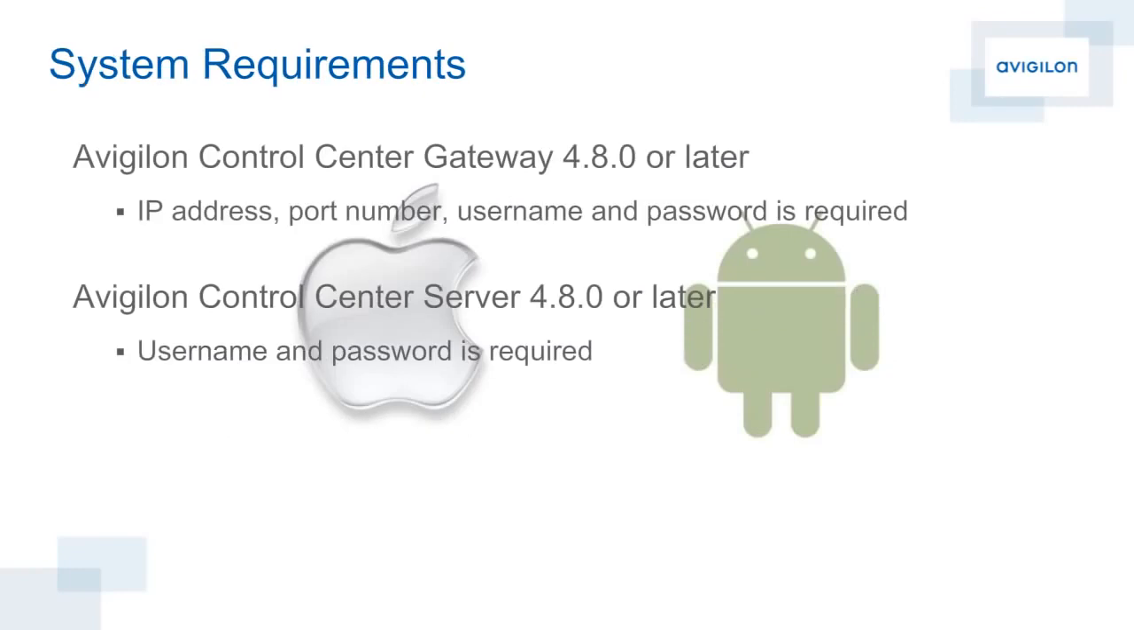Before you can use ACC Mobile, you must consult with your system administrator and make sure the following software are installed in your Avigilon Control Center system: Avigilon Control Center Gateway 4.8 or later, and the Avigilon Control Center Server 4.8 or later. For the gateway, you will need to know the IP address, port number, username and password. For the server, you will need to have a username and password.